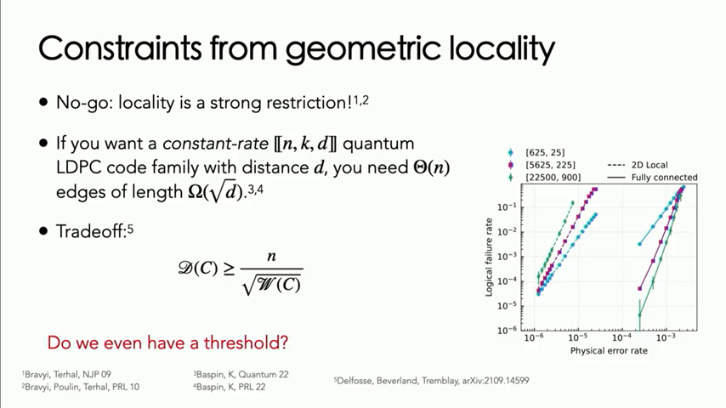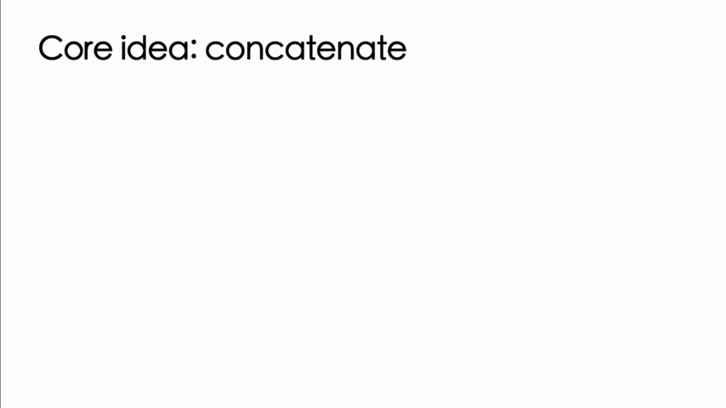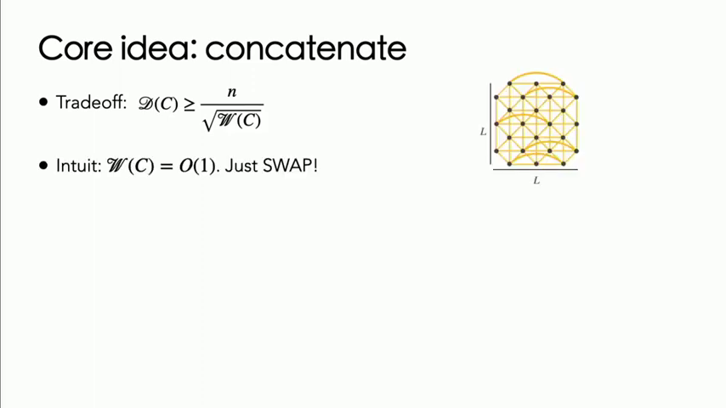Unlike in the setting where you have all-to-all connectivity, where as you increase the code size, it displays threshold behavior. So how do we overcome this? We overcome this by using the oldest trick in the book, namely code concatenation. Okay, so let's return to this trade-off and what it says, and let's intuit how this might work.